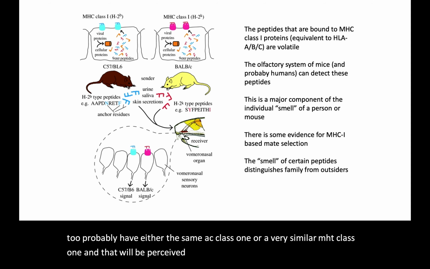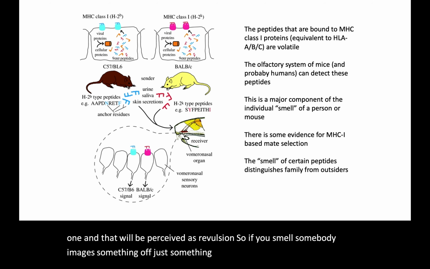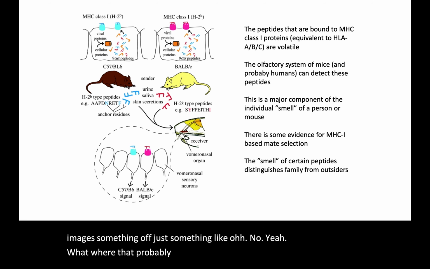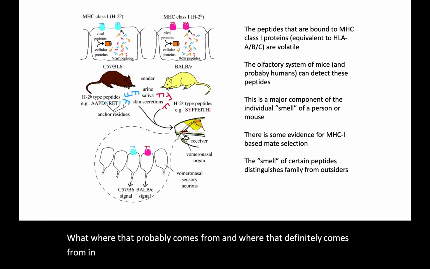So if you smell somebody and there's just something off, where that probably comes from, and where that definitely comes from in mice, is a genetic match. The peptide from one has matched onto the other. So yeah, think about that next Valentine's Day.